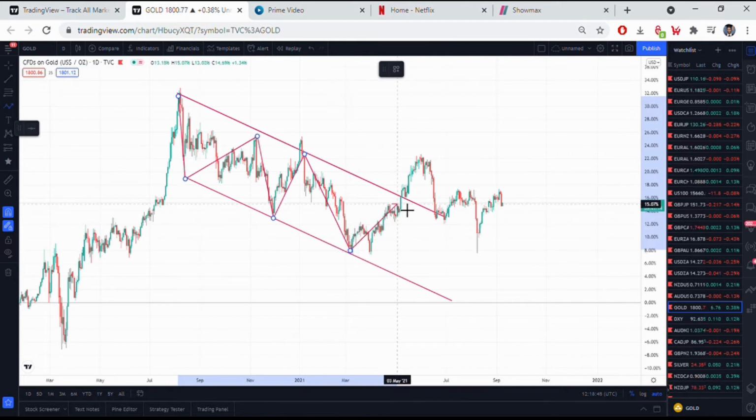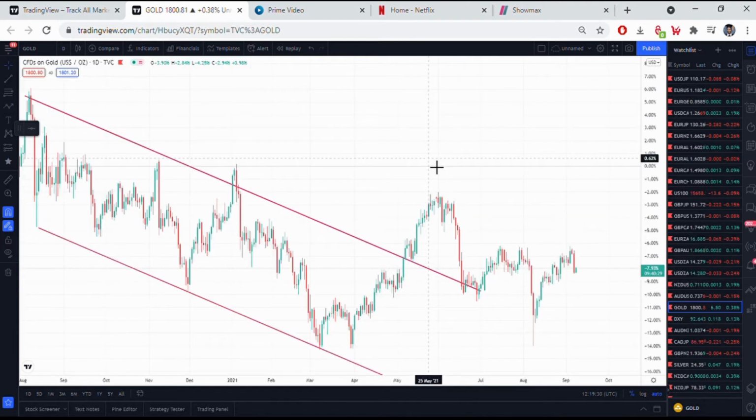Now finally it broke out of the channel, right? Then came back to retest. We call this a base candle. Went out, came back to retest, and then went up. Traders know that you do not enter when the market breaks out of the channel, only when it comes back to retest and respect that level.